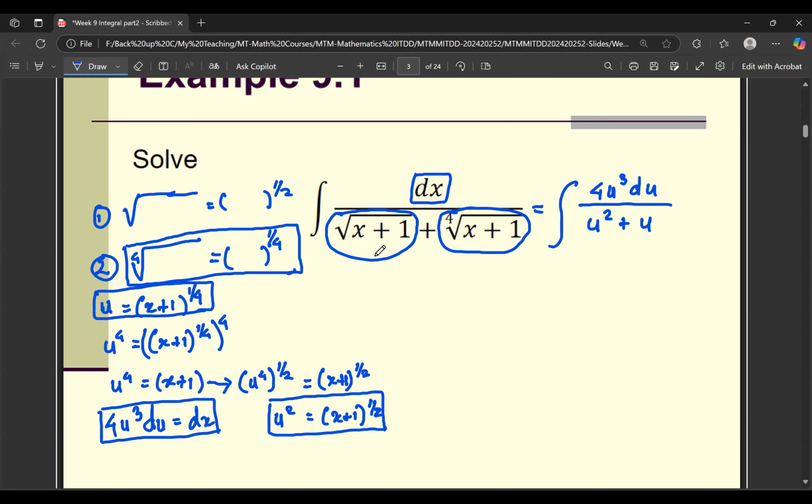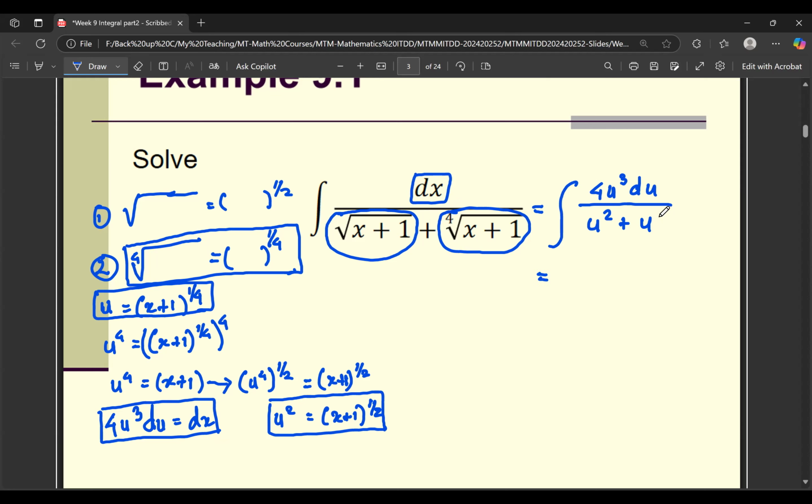Yes, so this is the substitution. So now we must solve this integral. Our integral becomes the integral of a polynomial fraction. Denominator and numerator are polynomials. So maybe we can simplify this one.